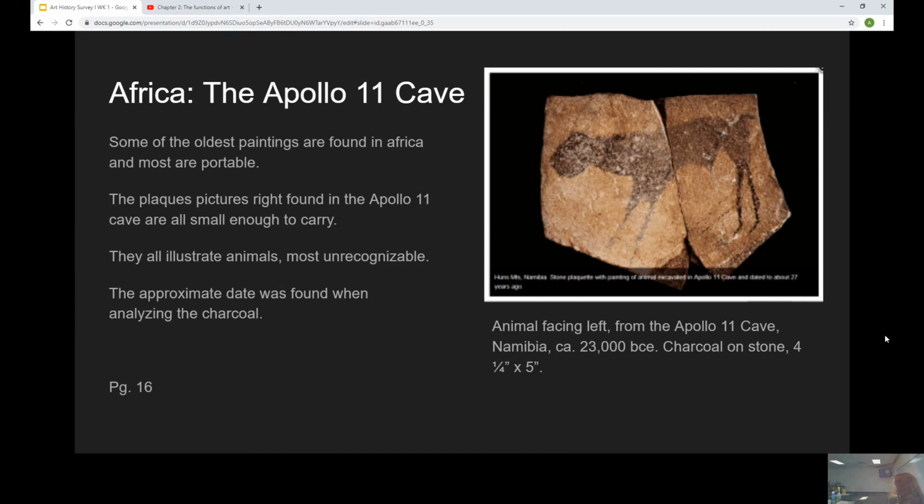Some of the animals you can kind of tell it's supposed to be like a lion. Others, like this one, it's a little bit harder to figure out what exactly is being illustrated here. It is made of charcoal on stone, so just your basic found objects that they noticed would leave marks on stone that they could use easily. And if you notice looking at it, it is in a particular compositional style. So how did the artist choose to illustrate this animal?